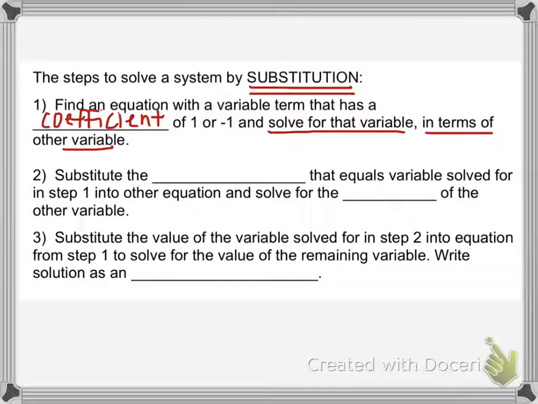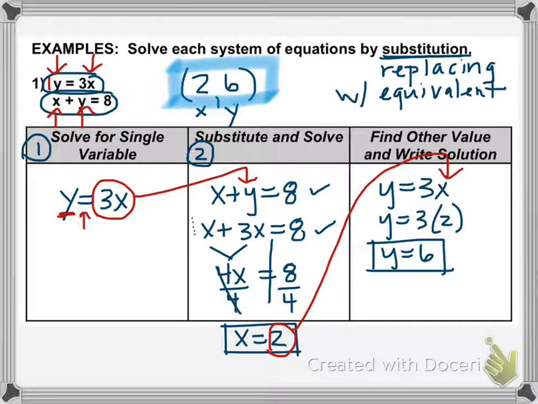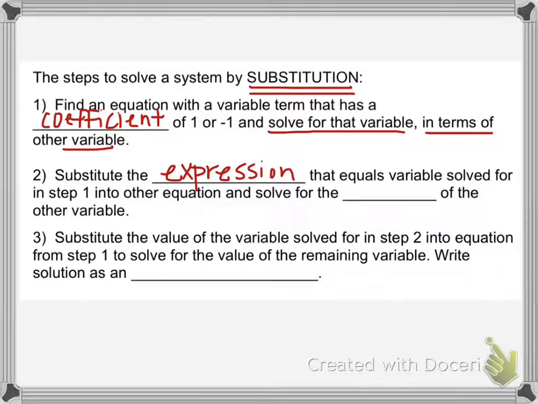All right, step 2. You're going to substitute the expression that equals the variable solved for in step 1. So if we go back, the expression was this 3x. You're going to substitute that into the other equation, and you're going to solve for the value of the other variable, which is what we did. When you substitute that expression in, that's how you'll create that equation that only has one type of variable. That's why you're able to solve for the value.